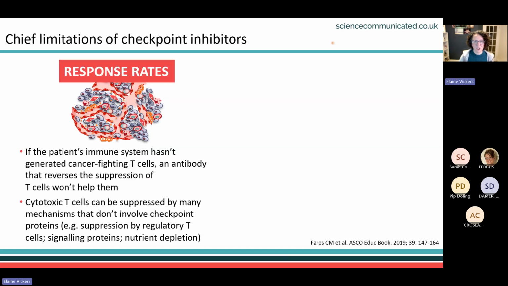And as I've mentioned, the chief limitations of these immune checkpoint inhibitors are firstly, they don't work for the majority of the people they're given to, either because their cancer is invisible to their immune system and there are no cancer-fighting T cells, or there are cancer-fighting T cells, but they're being suppressed through mechanisms that don't involve the immune checkpoint proteins on their surface.